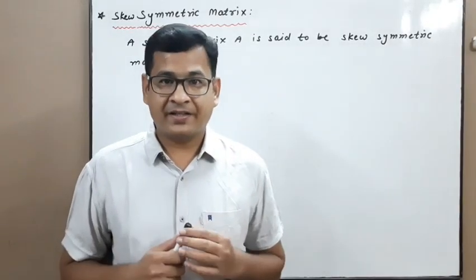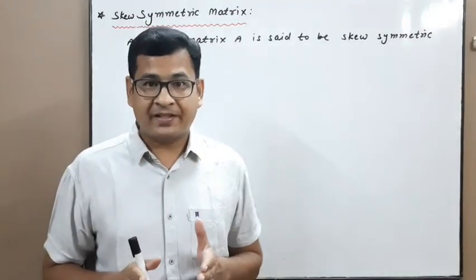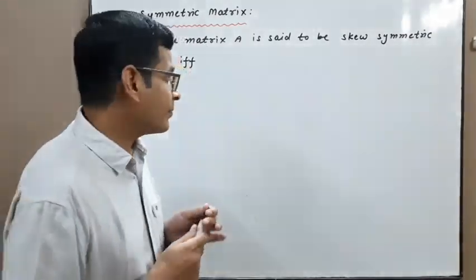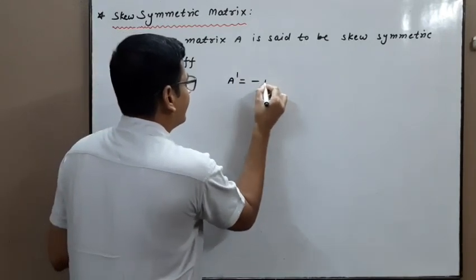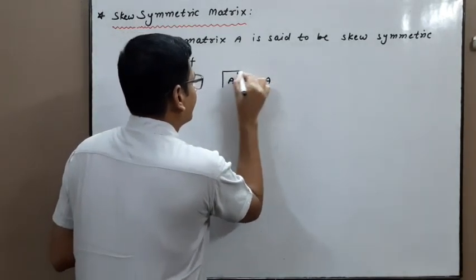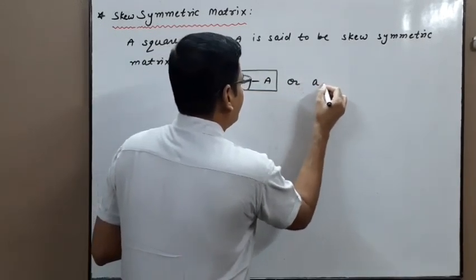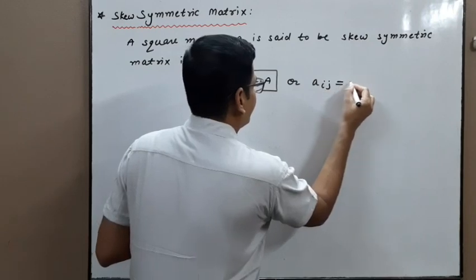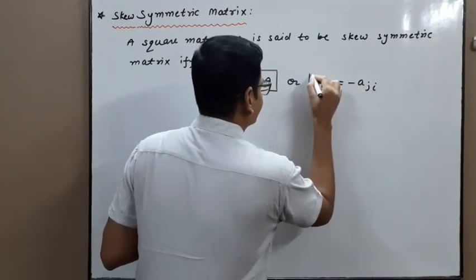Skew symmetric matrix. A square matrix A is said to be skew symmetric matrix if and only if transpose of A is equal to minus A. Or we can also write element of ith row and jth column equal to minus element of jth row and ith column.